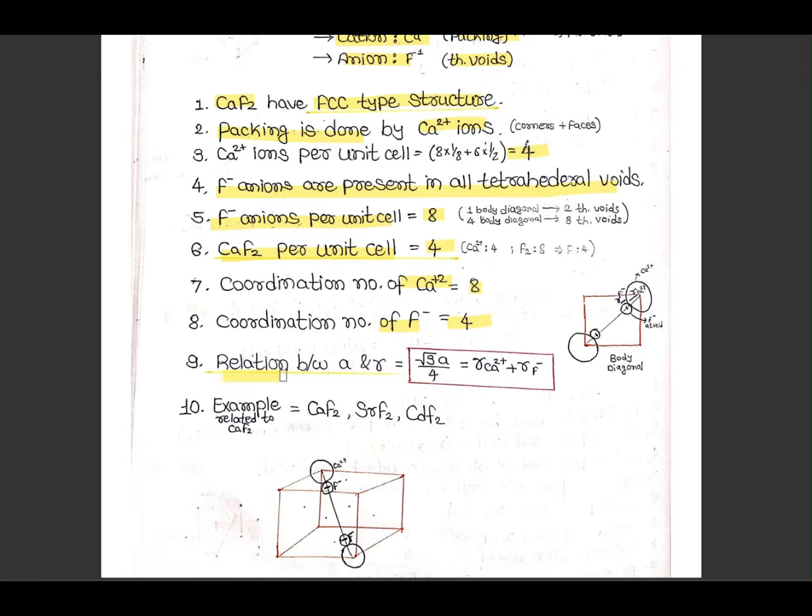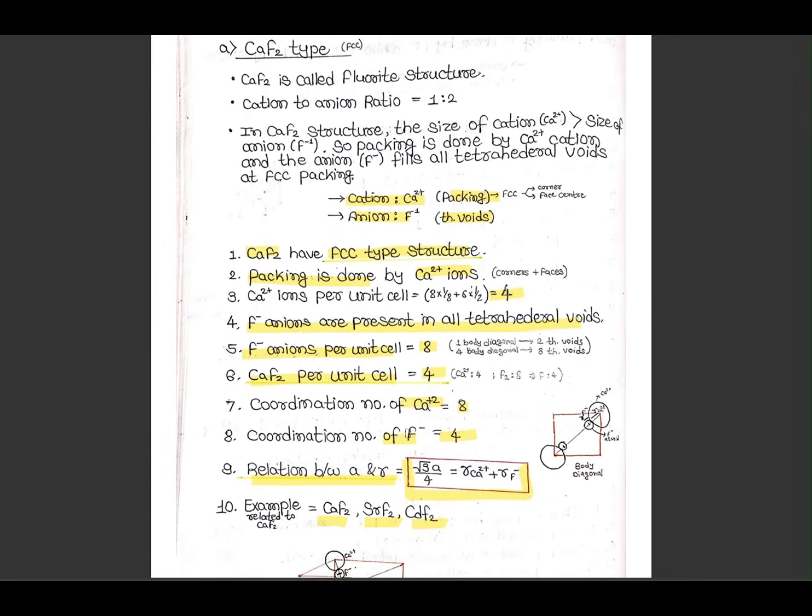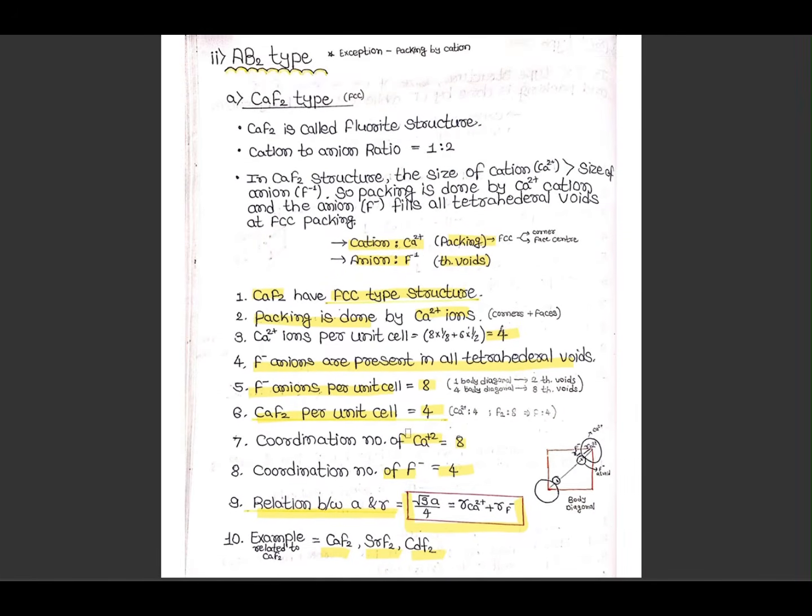And the relationship between the edge length and the radius of the lattice is root 3 by 4 a equals the radius of calcium ion plus the radius of fluoride ion. Examples related to calcium fluoride are calcium fluoride, strontium fluoride, cadmium fluoride. You can take the screenshot.